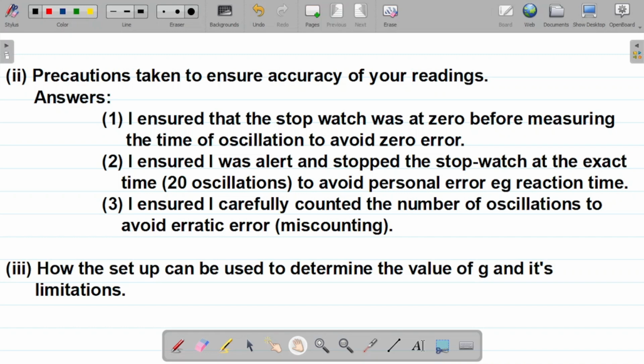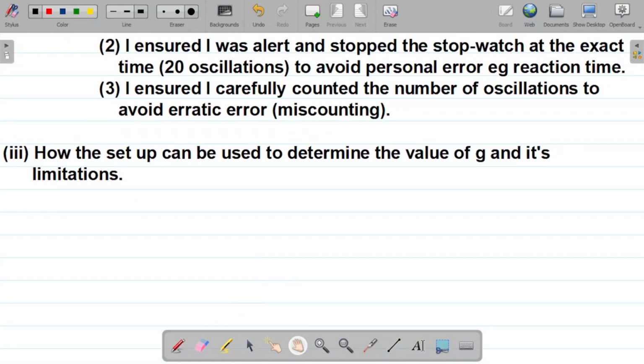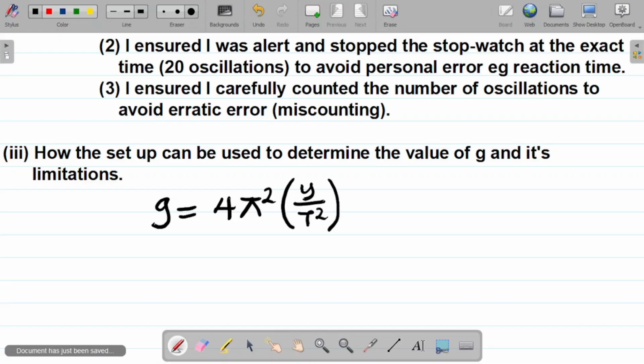All right. So they said, how can this setup be used to determine the value of G, and what is its limitation? How can it be used to determine the value of G? Now, we know that for a simple pendulum, the value of gravity, G, is equal to 4 pi squared into y all over t squared. This is the equation for gravity for a simple pendulum experiment, y over t squared.